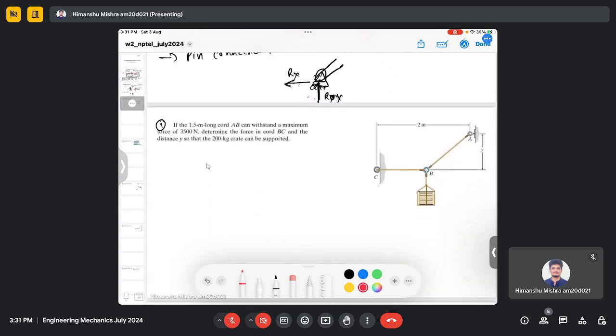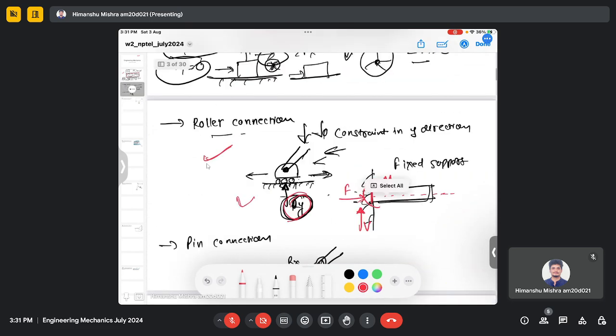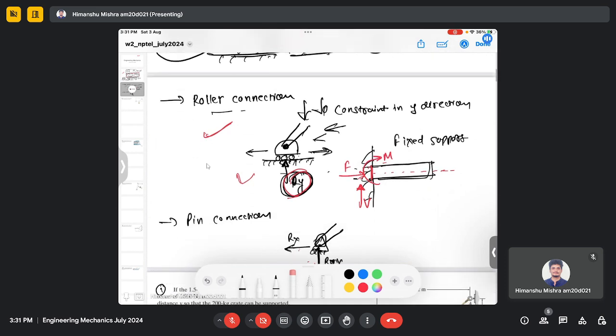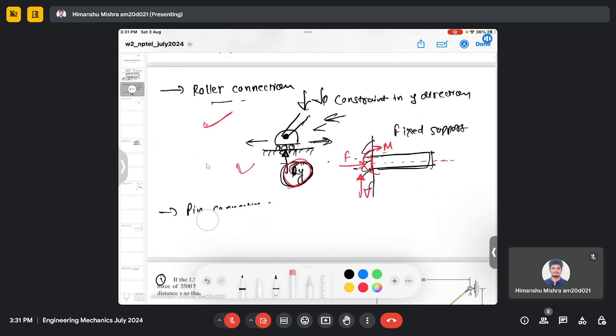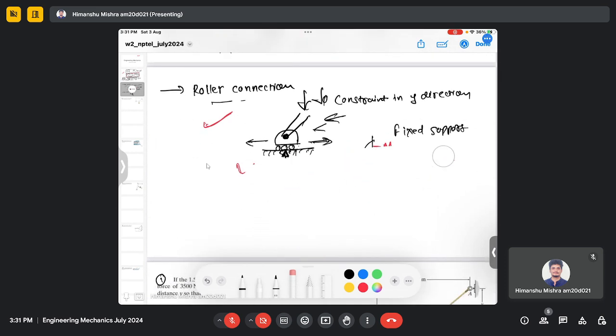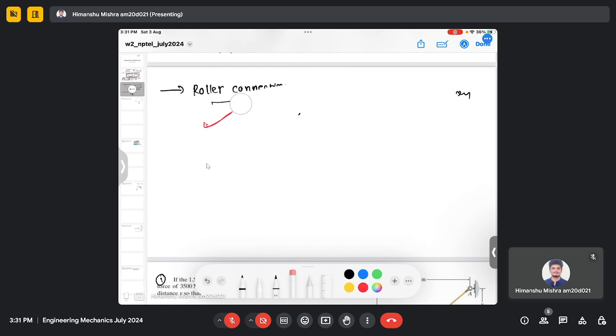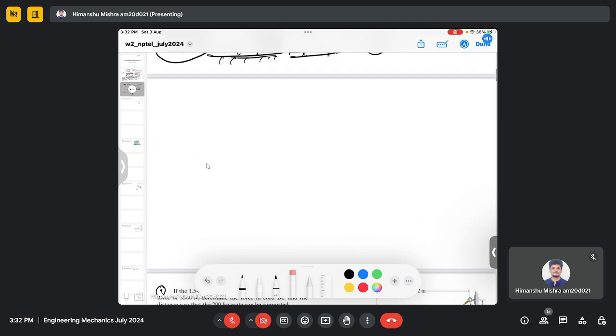So let's move to the first question, or let's solve a very simple question first, just to understand how to solve the problem when we apply the equilibrium principle. So let's consider a system.